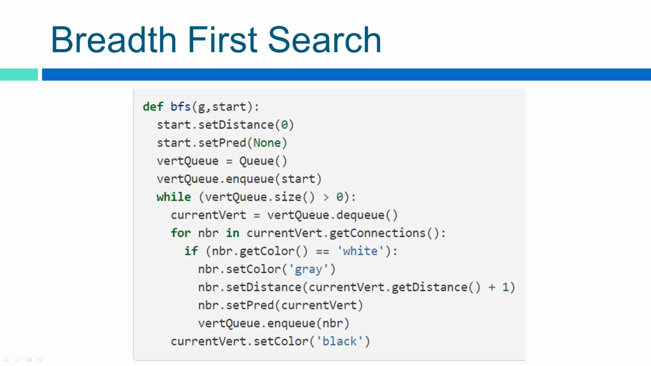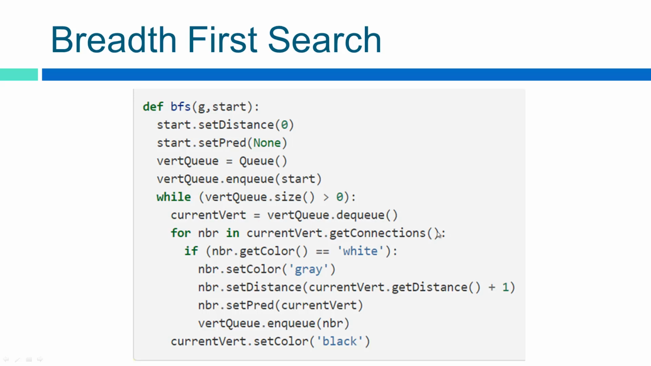And again, once a vertex is colored black, it has no white vertices adjacent to it. The gray node, on the other hand, may have some white vertices adjacent to it, indicating that there's still some additional vertices to explore. And so in this code listing, the distance and predecessor are initialized to 0 and none for that starting vertex, and then we place that start vertex on the queue. Then the next step is to begin to systematically explore the vertices at the front of the queue.